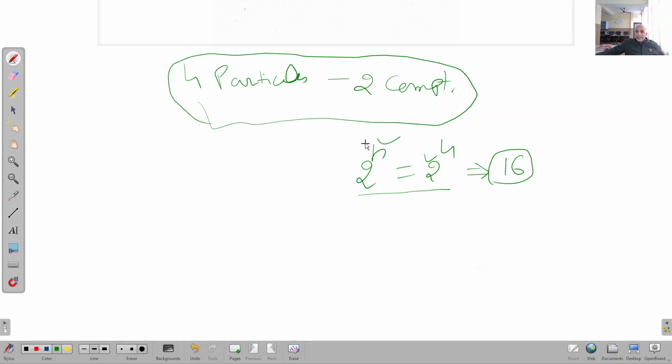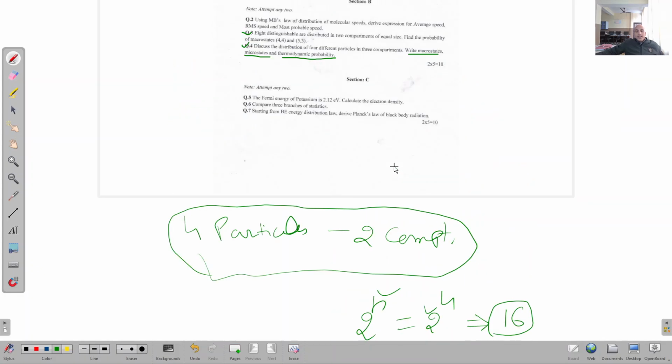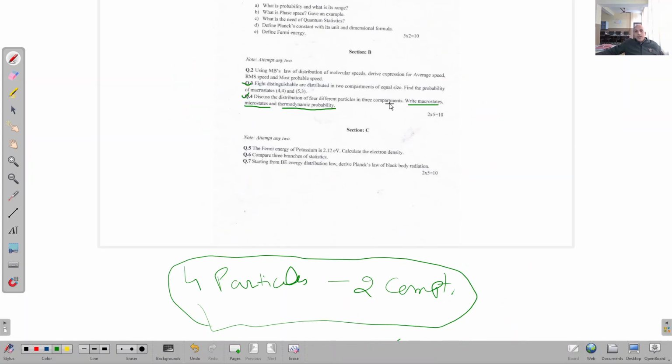You have to think differently. So when you are taking 3 compartments, one thing is sure, that now in place of 2 we will have 3, and the number of particles n. So the total number of microstates will be 3 power 4, that is 81. So 81 possibilities are there of distributing 4 different particles in 3 compartments.